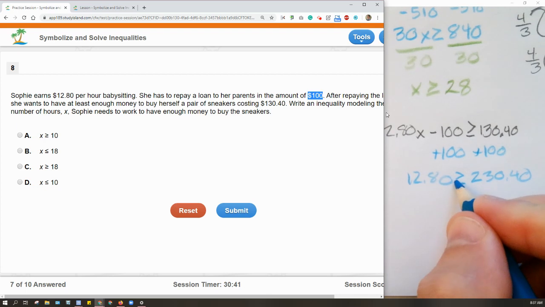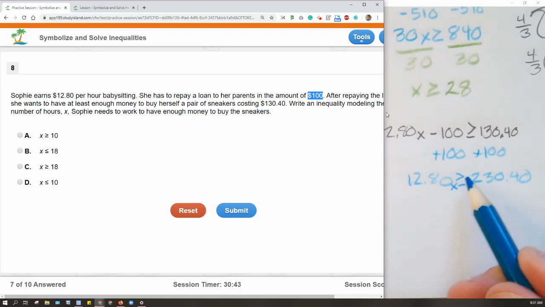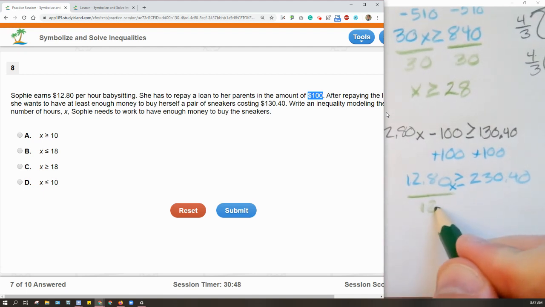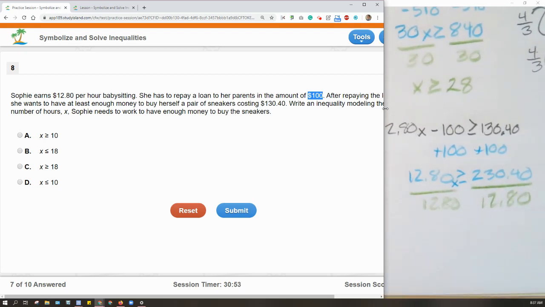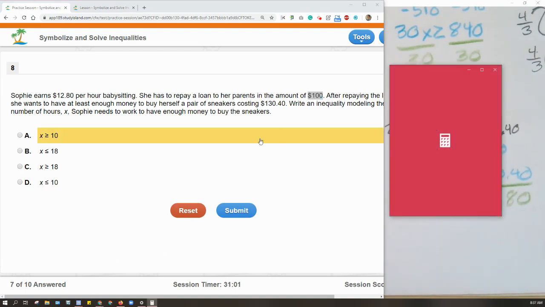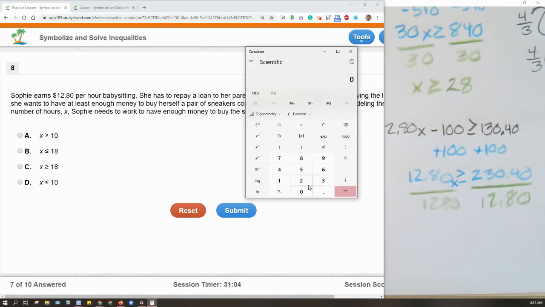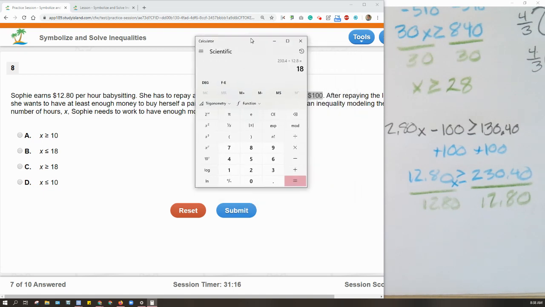$12.80, don't forget the times X like I just did. $12.80 times X is greater than or equal to the $230.40. And you go ahead and divide by $12.80 on both sides. And I'm not even going to attempt to do that one. I'll just go ahead and pull a calculator out at this point. So here we go, $230.40 divided by $12.80 equals 18. So she needs to work at least 18 hours.